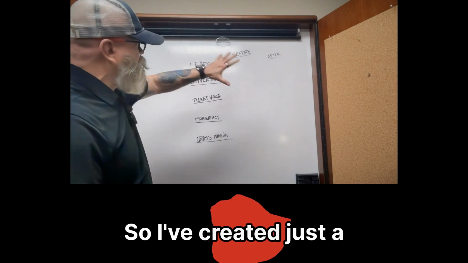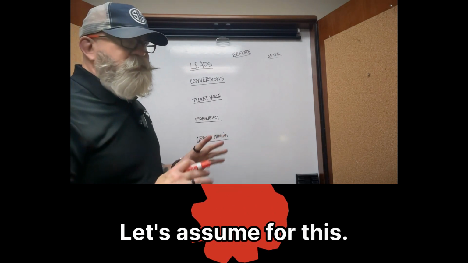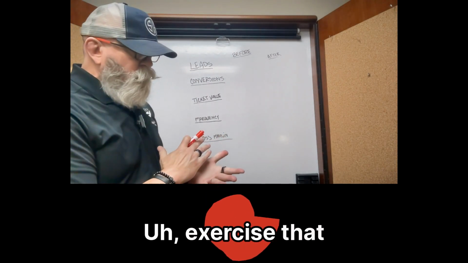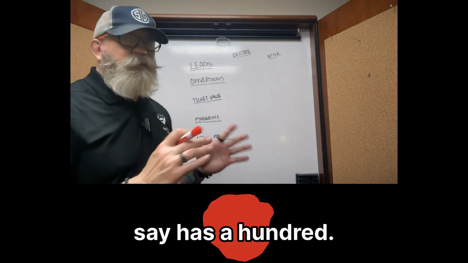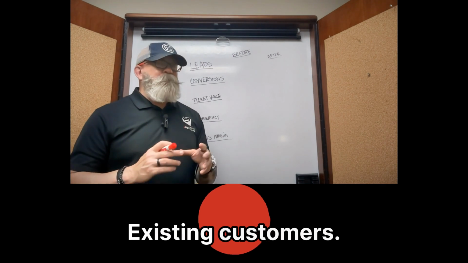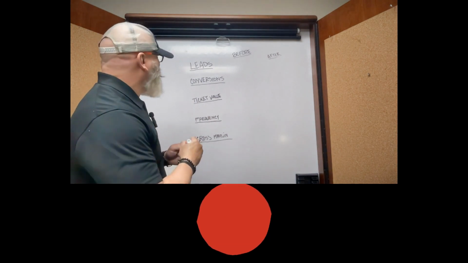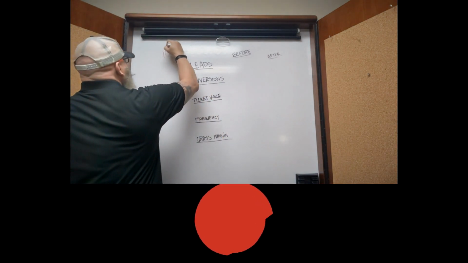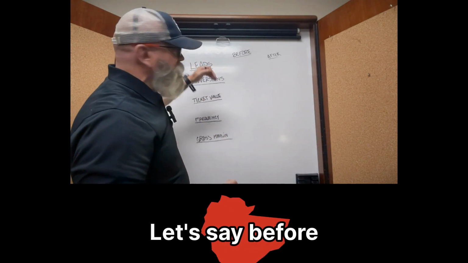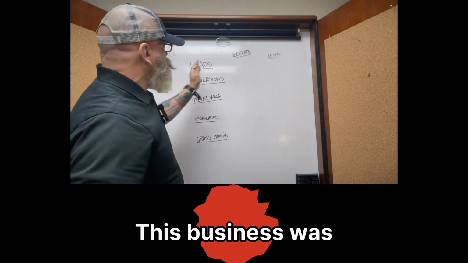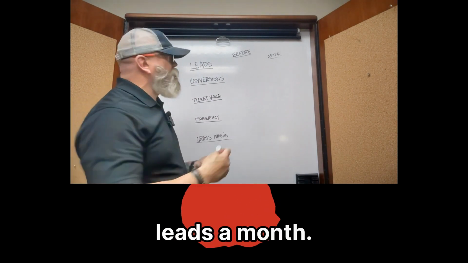Okay, so I've created just a very simple chart here, and we'll walk through this. Let's assume for this exercise that we're talking about a business that, let's say, has 100 existing customers. Just to give us round math, because I'm old and I don't like doing math. Okay, so we're starting with 100 customers. Let's say before this process, this business was able to generate, let's call it, 10 leads a month.